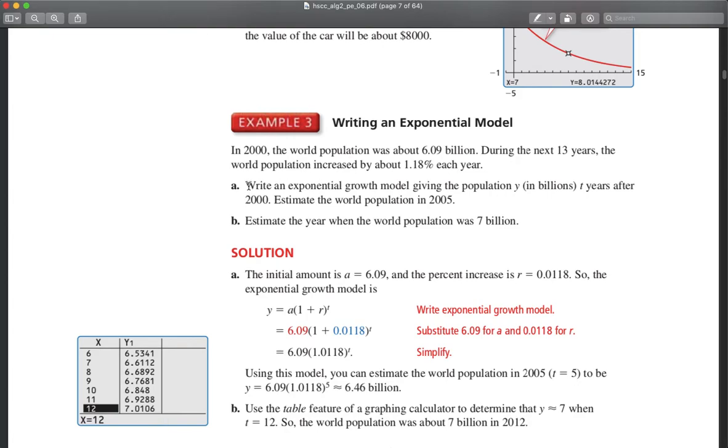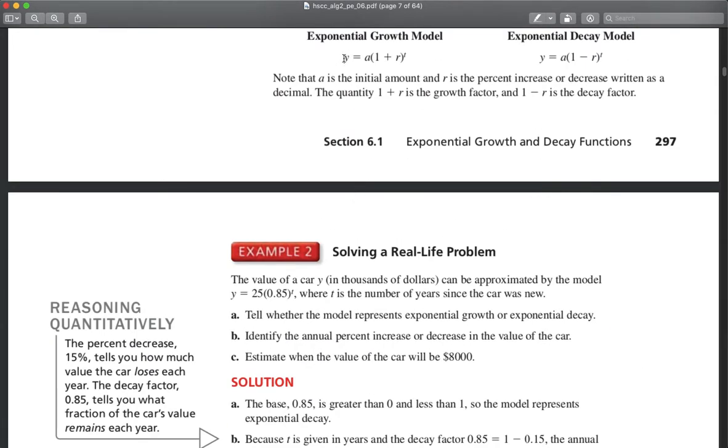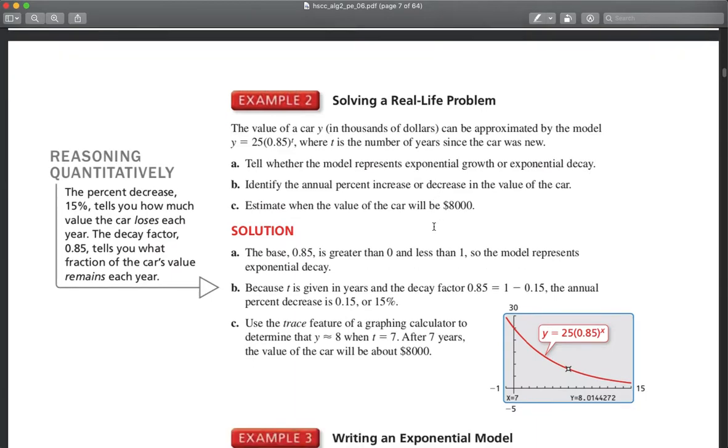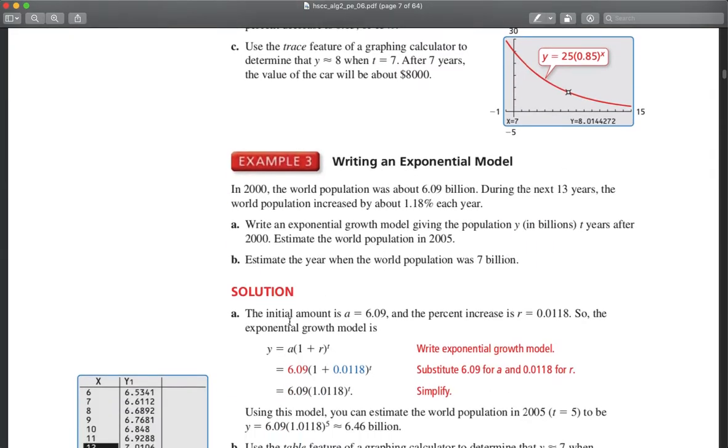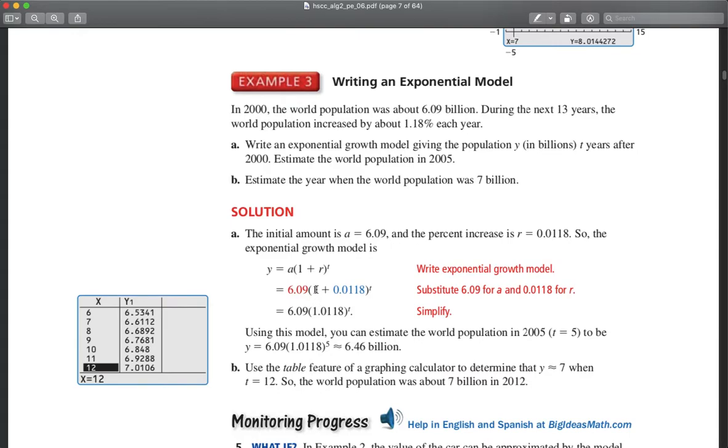So the very first thing it asks us to do is to write an exponential model, right? One of the ones that we just had before, which is, we know it's going to be growth, so we're going to be dealing with this model. Now, exactly what we said, the initial amount A is equal to 6.09, r is equal to 0.0118. So the exponential model is as following. Please use a calculator to add 1 plus 0.0118 to get the following. So this is the very first thing that it's asked you to do, is to create an exponential model.